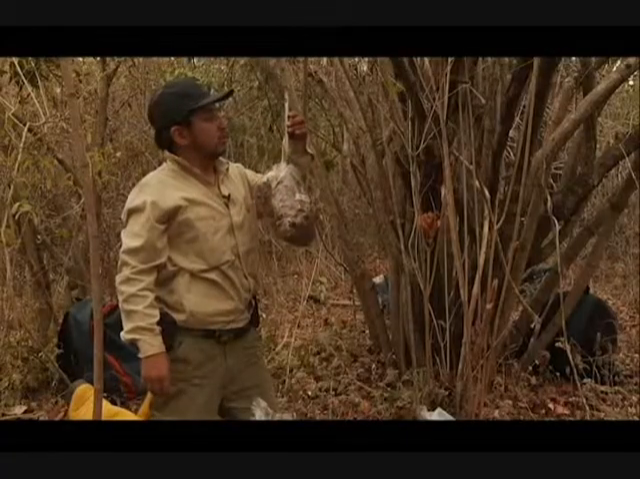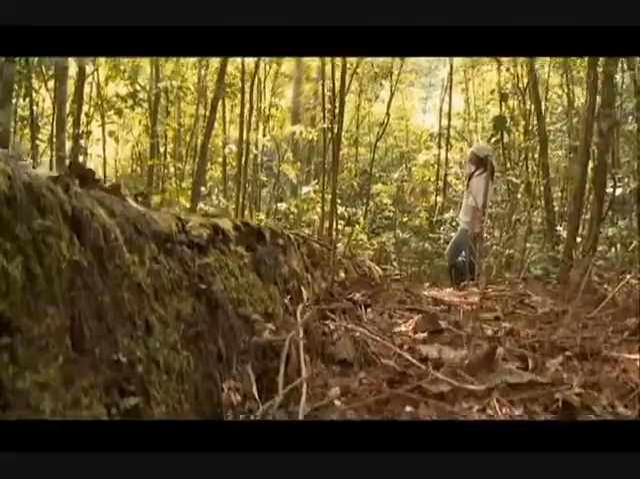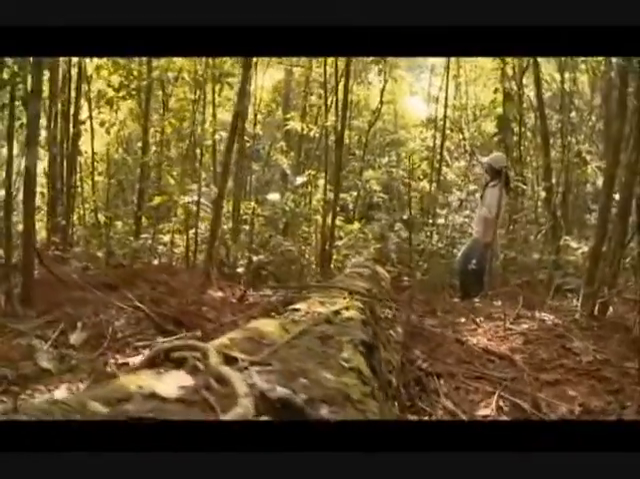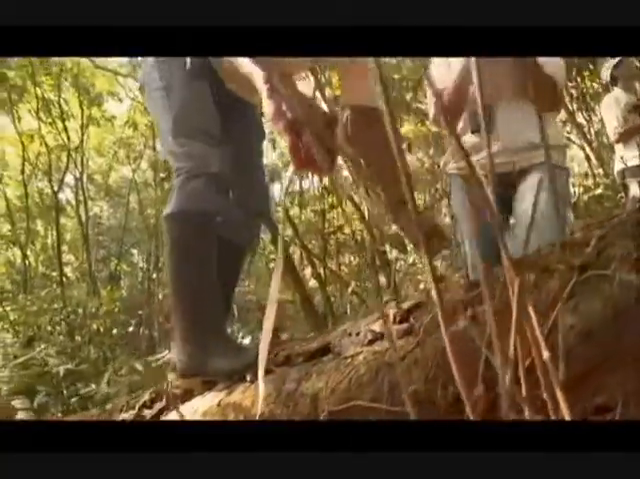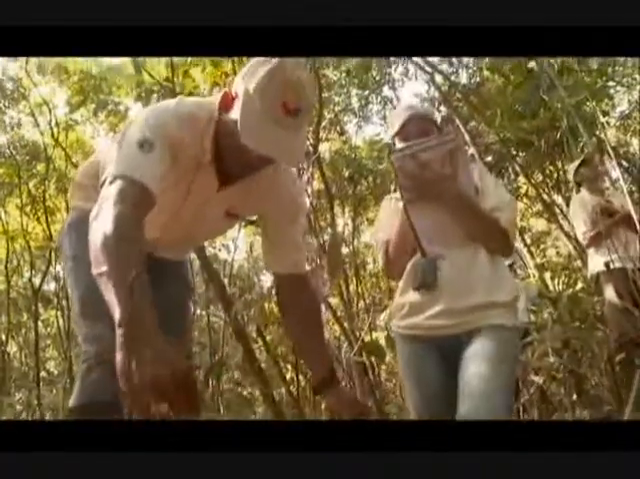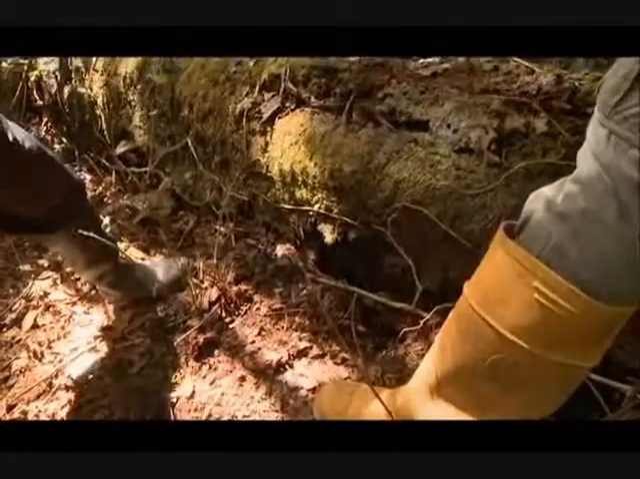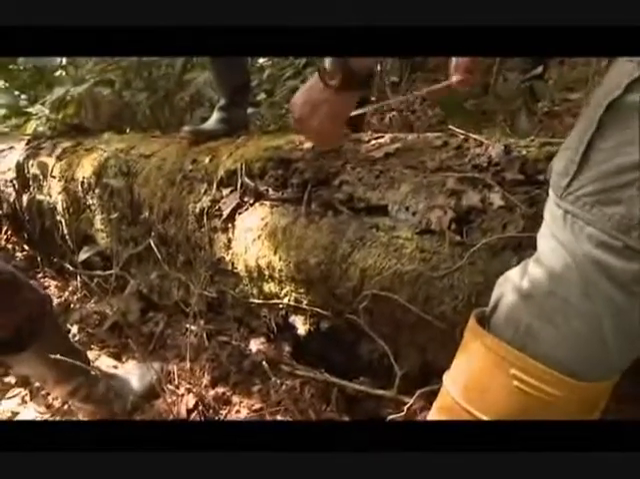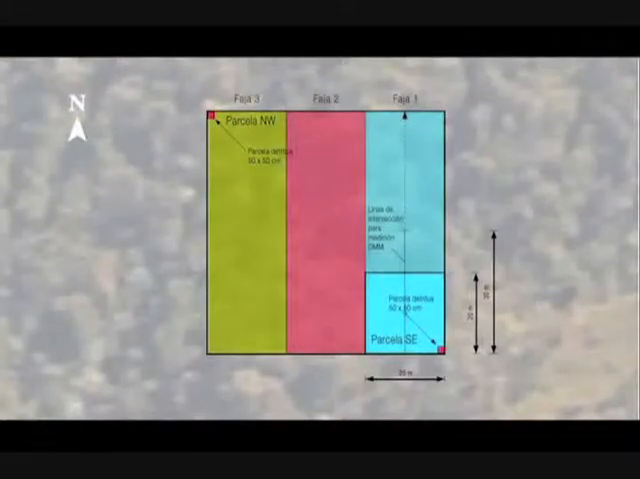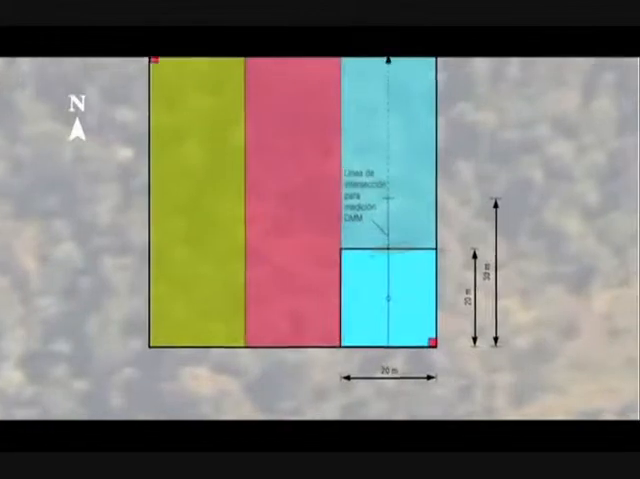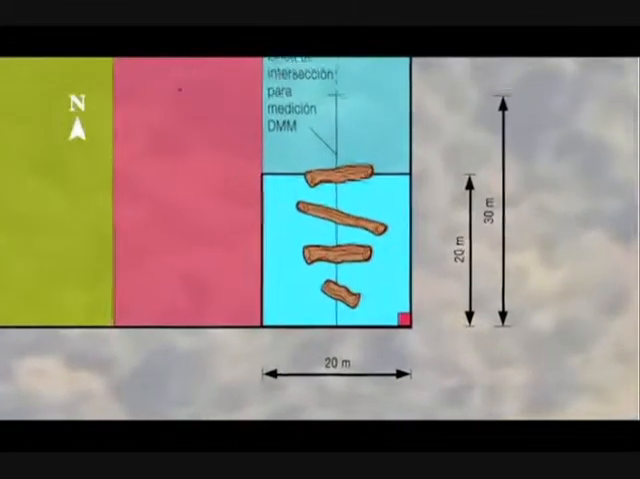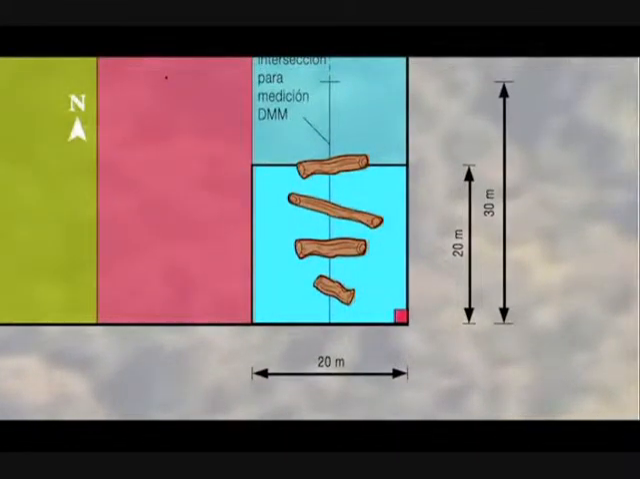Fallen wood in different states of decomposition is also observed by applying a linear intersection sampling system. This means that all the fallen trees and those that are intercepted or crossed by this imaginary line are observed in the first 30 meters of the central lane in Strip 1. And the length and diameter of fallen wood within these limits that has a diameter of 10 centimeters or more is also described.